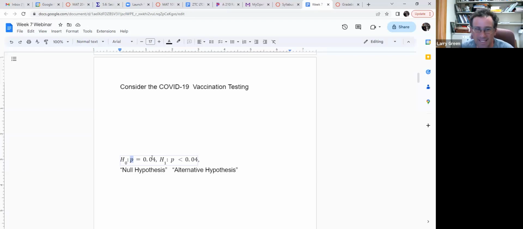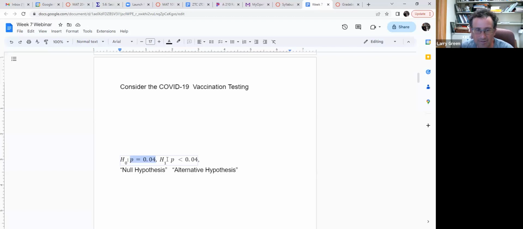So we're going to have P equals 0.04, which means the null hypothesis is that the population proportion of all people who could ever get the shot, the vaccination shot, that they would still have a 4% chance of getting COVID. So the null hypothesis means it doesn't work. It did nothing. It didn't help.